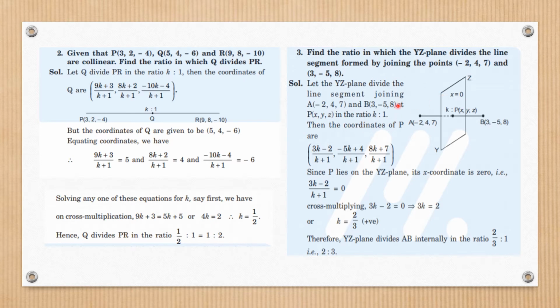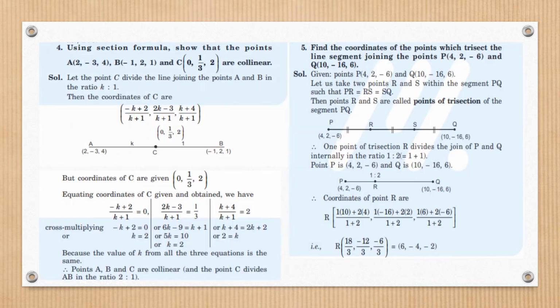And it is dividing, suppose, in the ratio k:1. So coordinates of P after applying the section formula will be (3k minus 2) upon (k plus 1), (minus 5k plus 4) upon (k plus 1), (8k plus 7) upon (k plus 1). Now as x is 0, I'll equate x to 0 to get k as 2 by 3. And it is turning out to be positive, that means the division is internal. So the YZ plane divides AB internally in 2 by 3:1, that is 2:3.